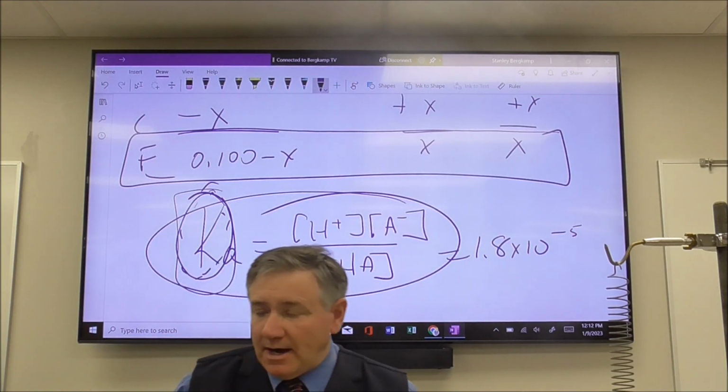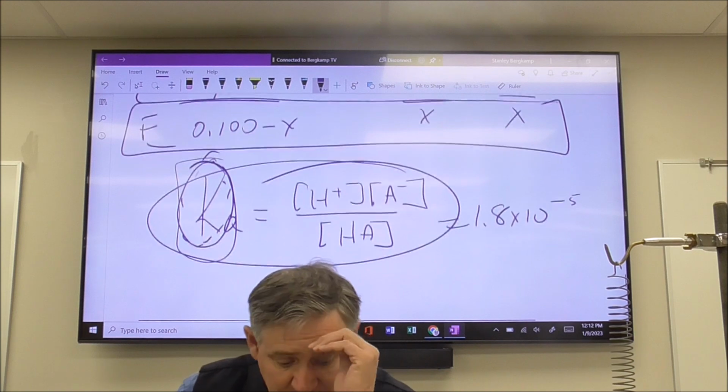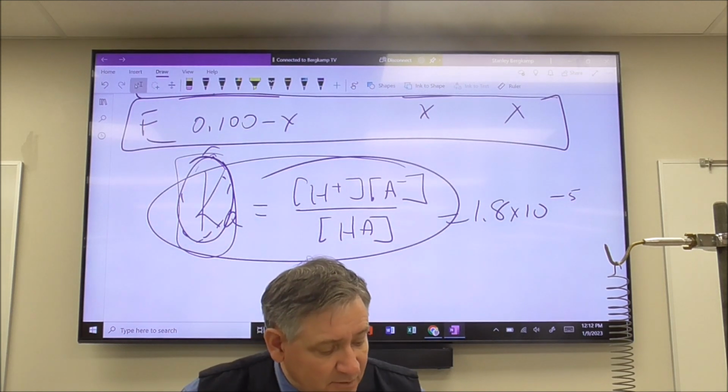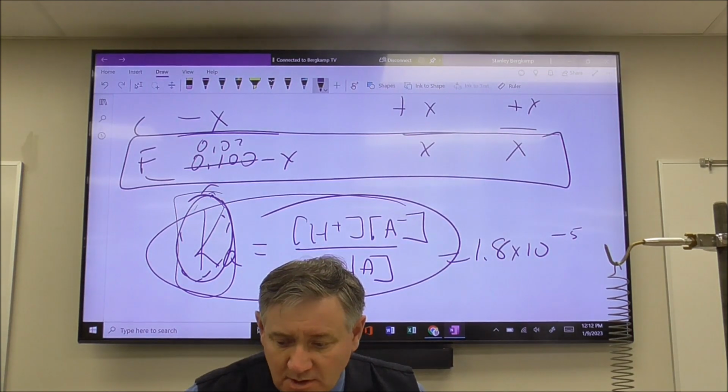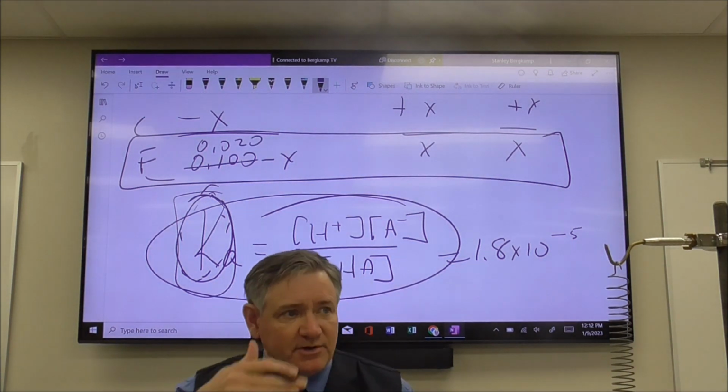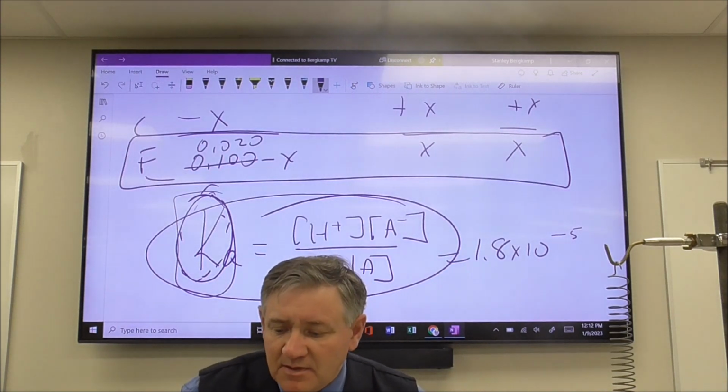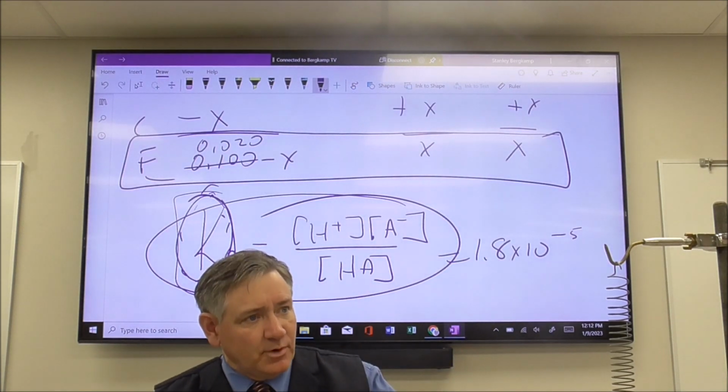Now, at this point, the only thing different on number 12 is that this is going to be 0.02. So if you're going to work number 12 on that back side, the only thing that changes is that this is going to be 0.02.